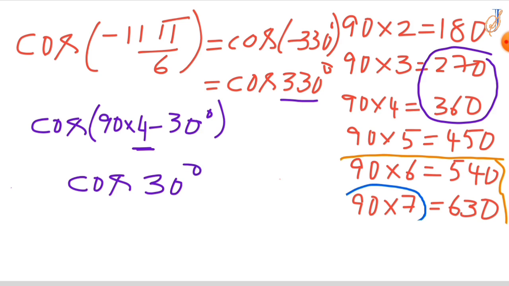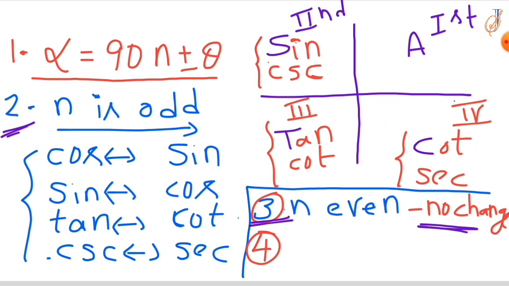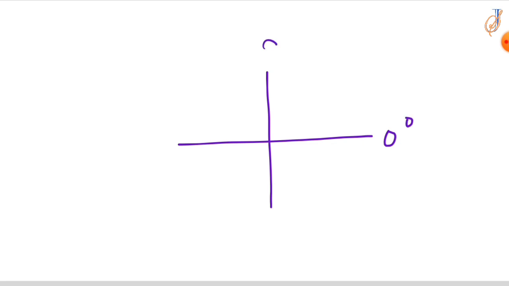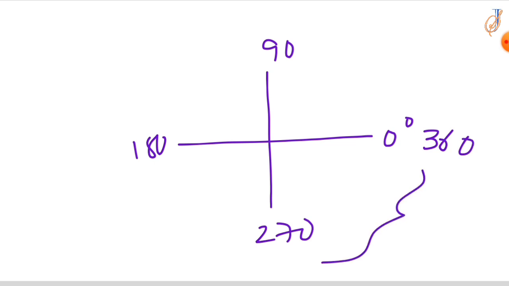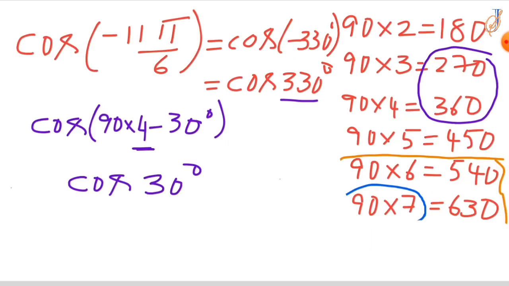And our fourth step is to determine the quadrant. 330 is in which quadrant? This is 0 degrees, this is 90 degrees, this is 180, and this is 270, and this is 360. So our 330 lies in between here. So it is in the fourth quadrant. In the fourth quadrant, our given question is cos. In the fourth quadrant, cos is positive. So we take plus cos 30, and cos 30 value is root 3 by 2. So cos of minus 11 pi by 6, the value is plus root 3 by 2.